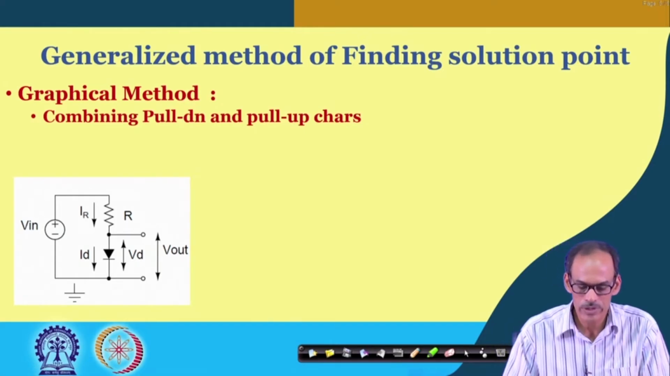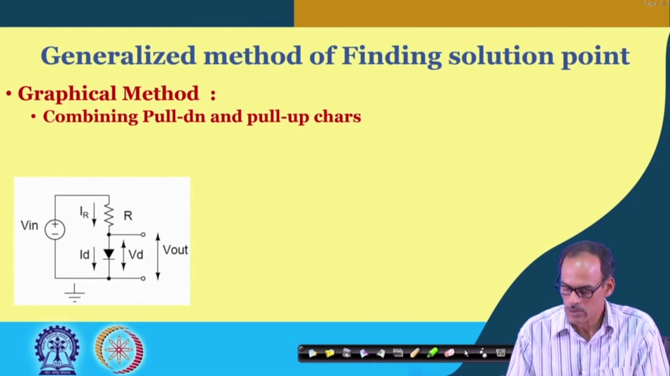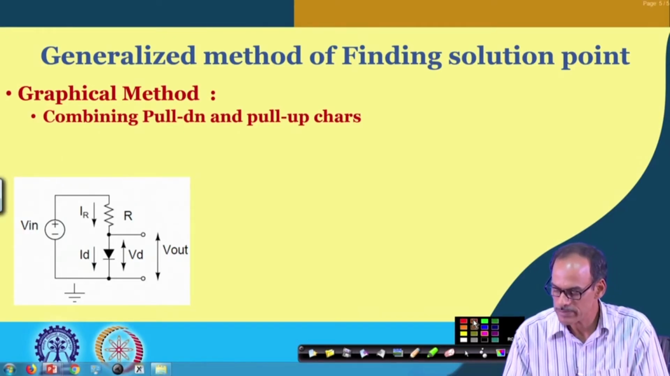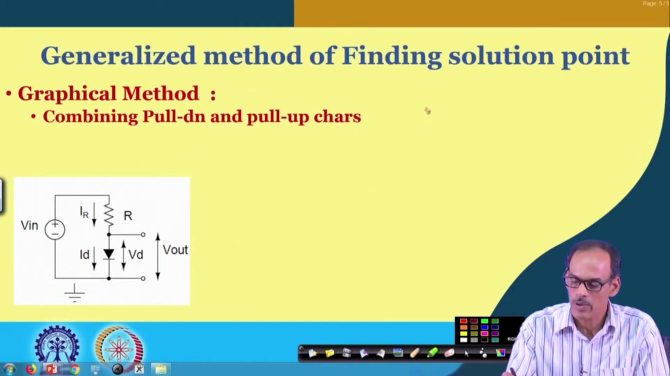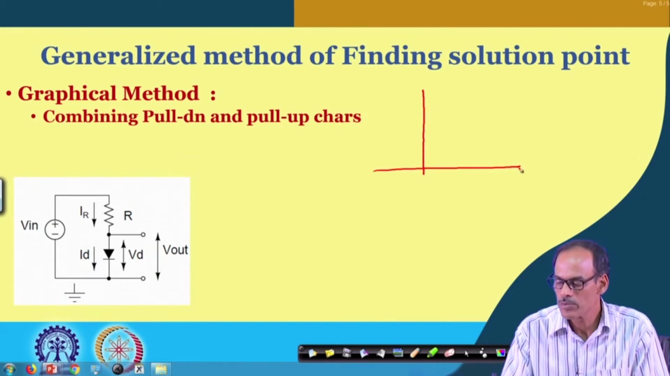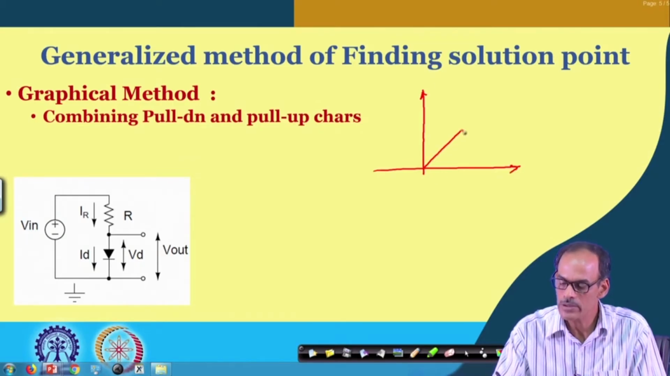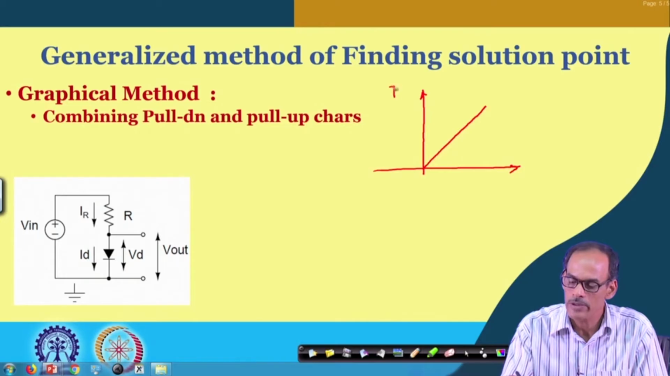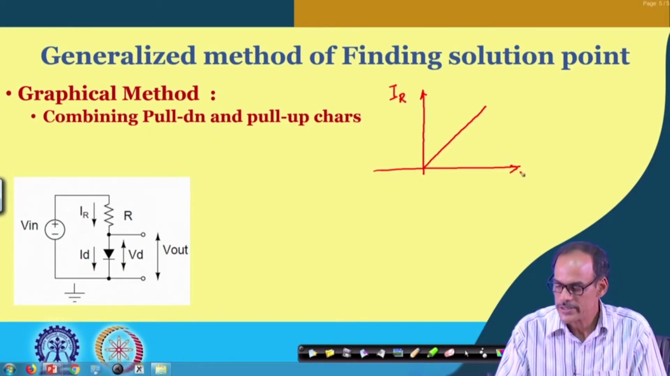So, let us move to how we rearrange the pull up equation. To start with, originally we have the pull up characteristic, which is going through the origin, as I said, and the y axis is I r, and the x axis is V r.